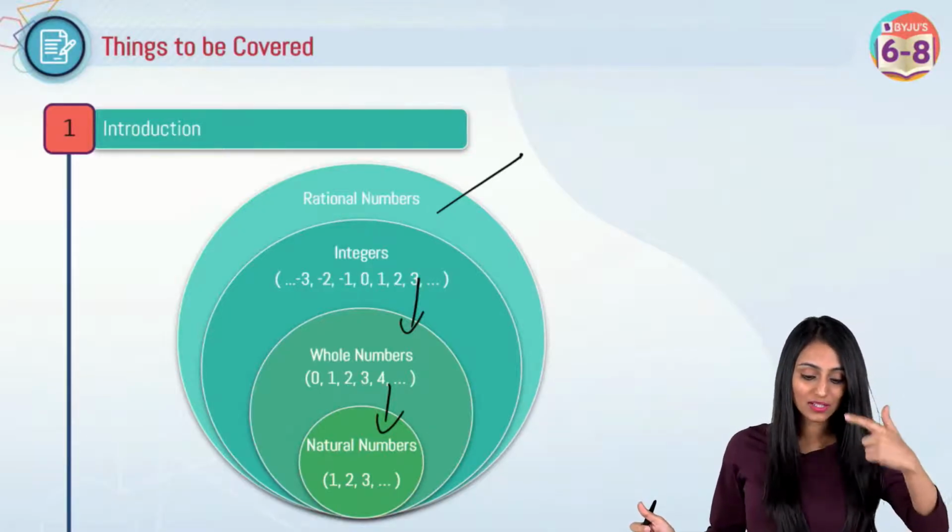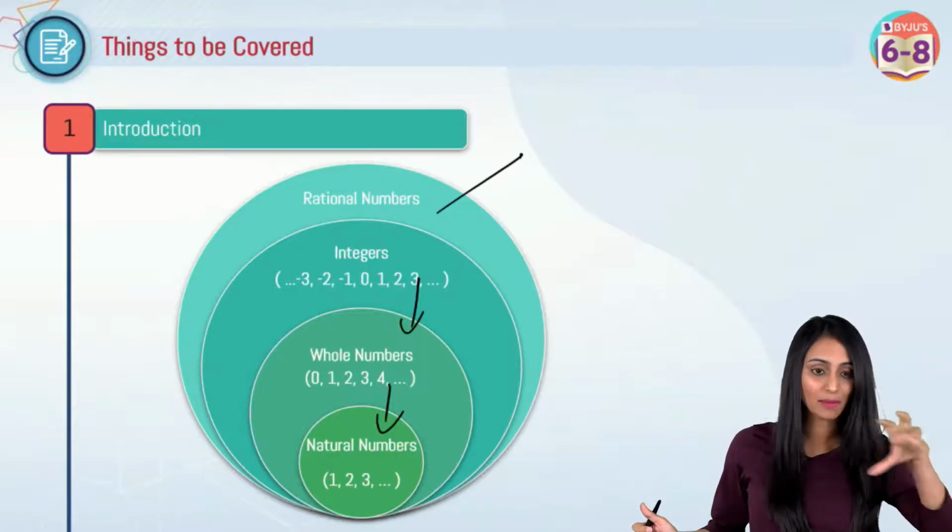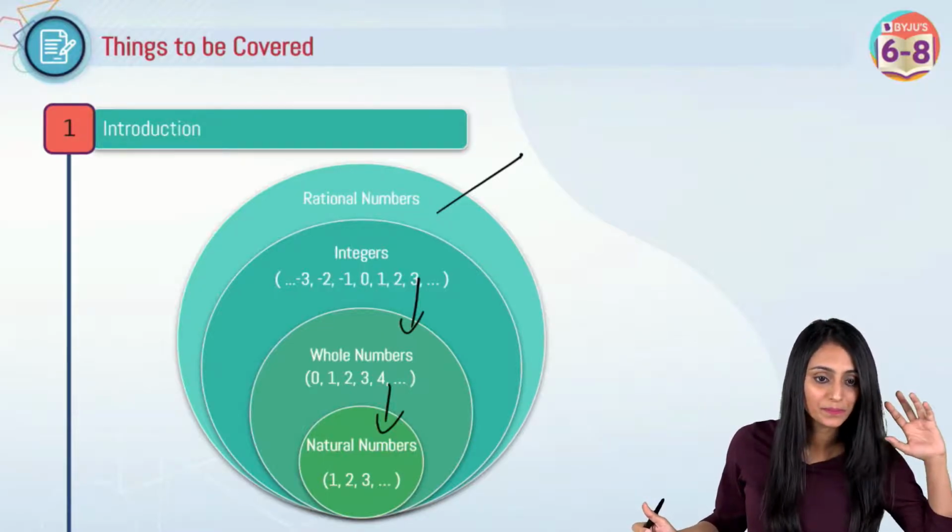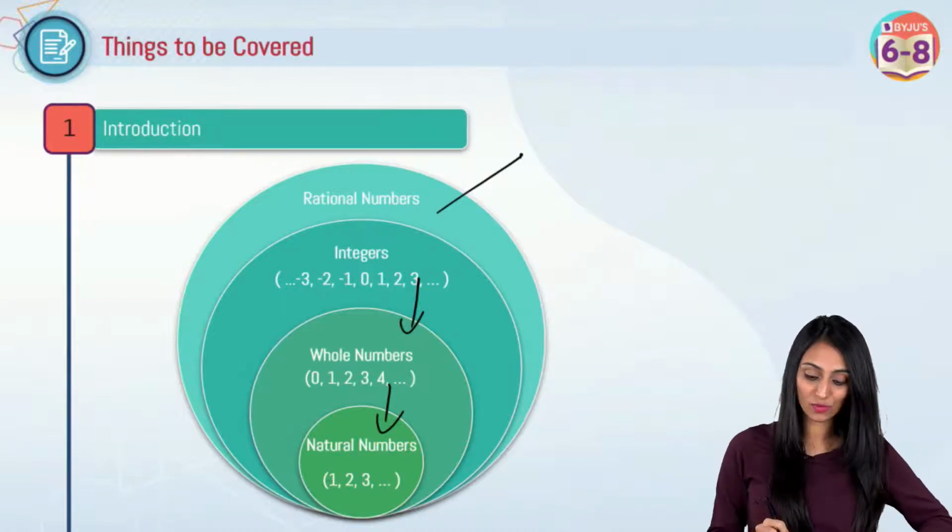Quickly, yes. So we can see rational numbers comprise everything: integers, whole numbers, natural numbers. No confusion? Alright, great. Let's move ahead.